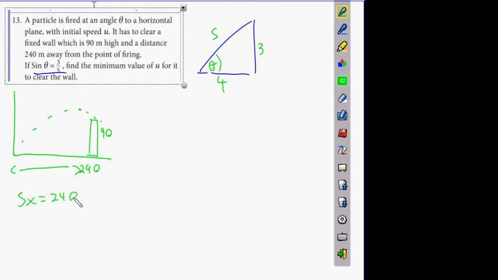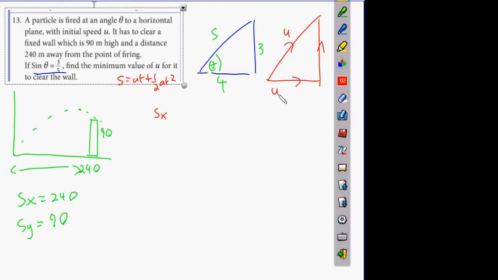So in a test, if you're looking to save a bit of time, you go straight into the sx and sy equations. So s equals ut plus a half at squared. Now we have to sort out u. We have to figure out what uy and ux are. So this is u, this is going to be u cos θ, and this one's going to be u sin θ. U cos θ is 4 over 5u, while u sin θ is 3 over 5u. So that's for the u value.